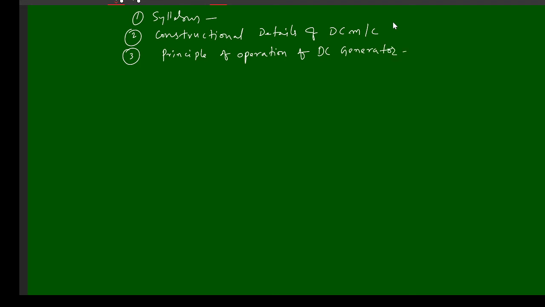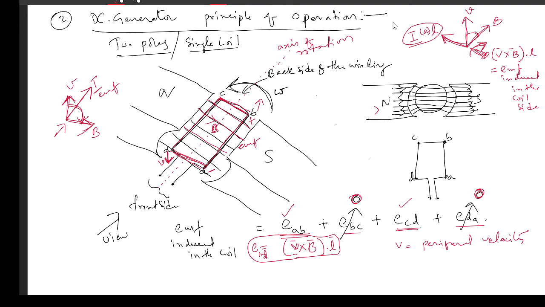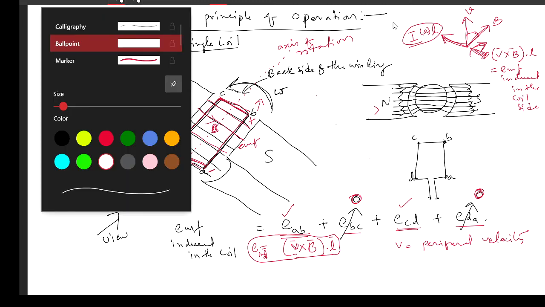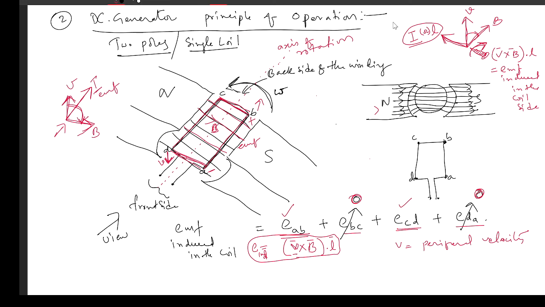Okay, so let me go back to the principle of operation. So I said that in a two-pole machine with a single coil placed in between the poles, and it is rotating in the anti-clockwise direction.